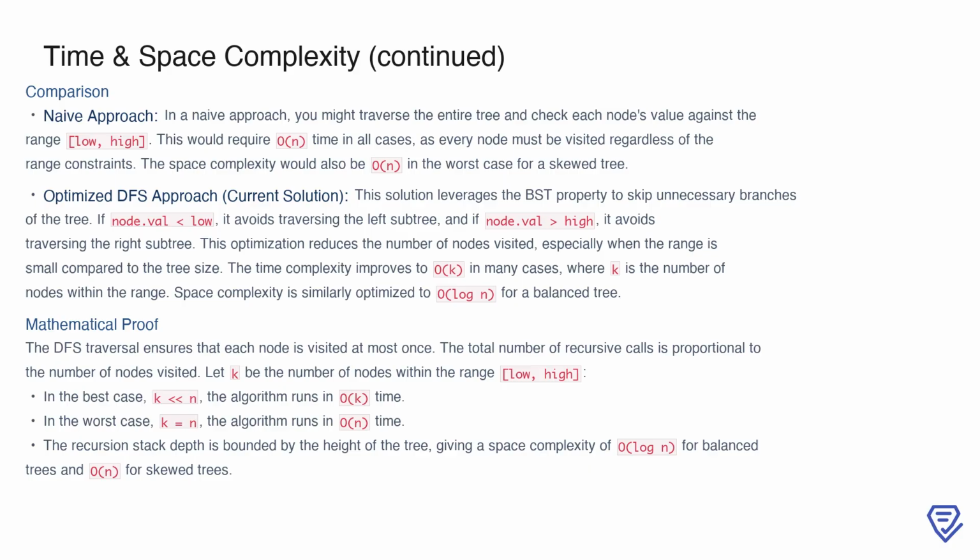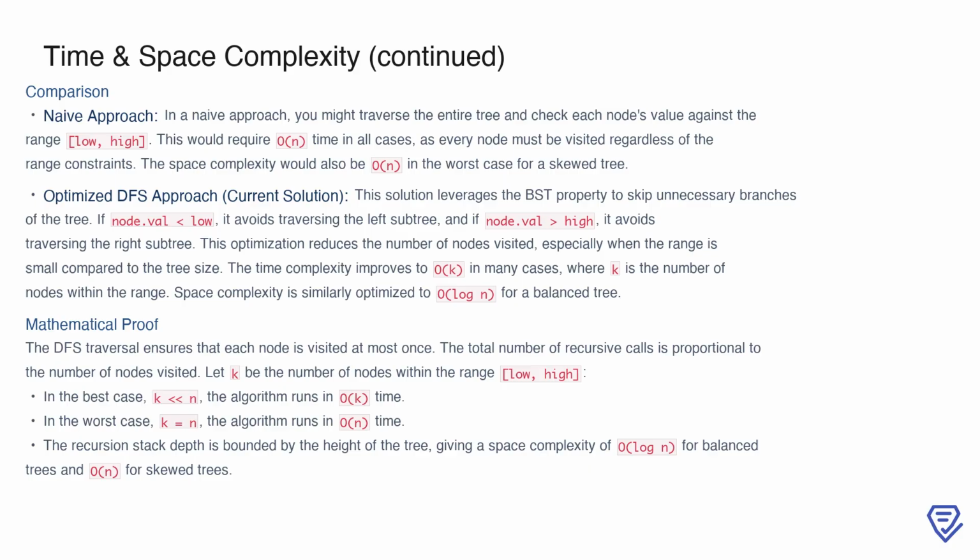This method has a time complexity of O(n) in all cases, as every node must be visited regardless of the range constraints. The space complexity would also be O(n) in the worst case, due to the recursion stack of a skewed tree. In contrast, the optimized DFS approach used here takes advantage of the BST property to skip unnecessary branches. For instance, if a node's value is less than low, the left subtree is ignored, and if a node's value is greater than high, the right subtree is skipped.